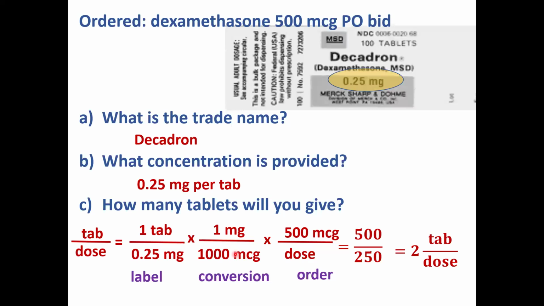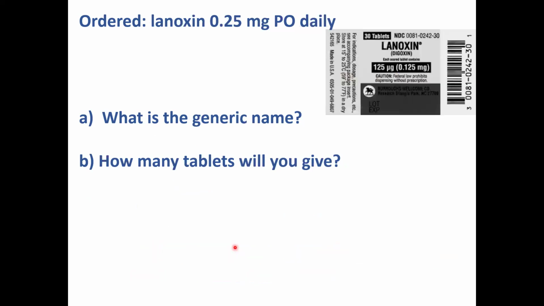Okay, I've got another one I want to work, so if you need to pause this one, now's the time to do it. The next problem is an order for lanoxin, and we've got to give 0.25 milligrams by mouth daily. So part A wants to know what is the generic name.